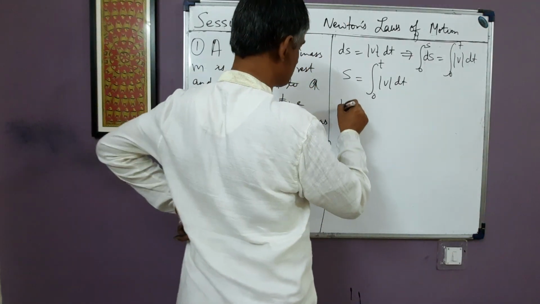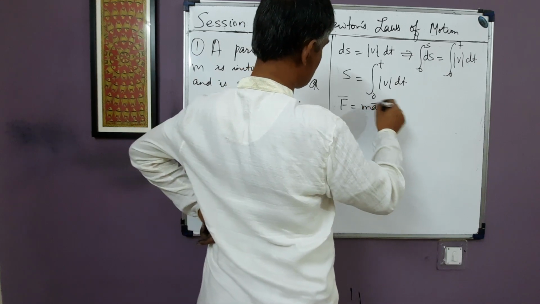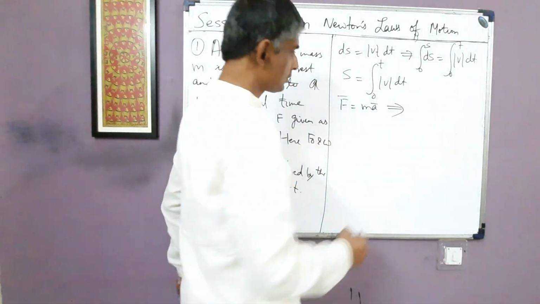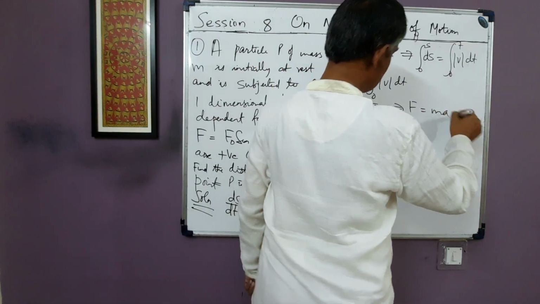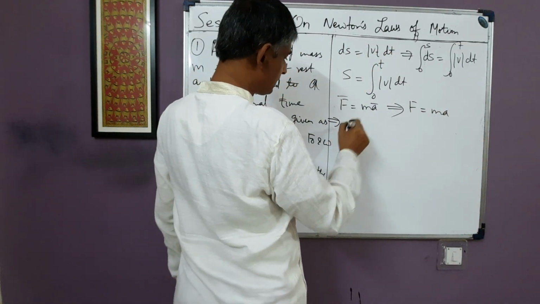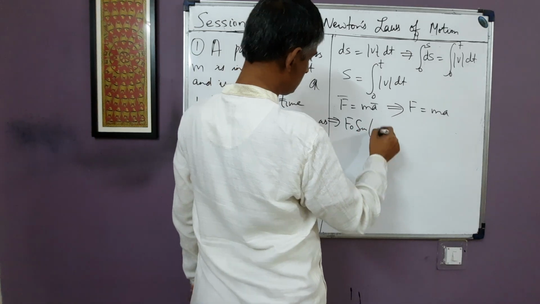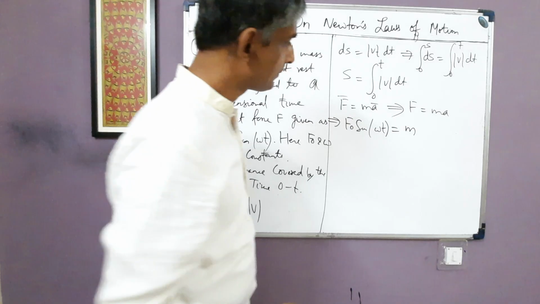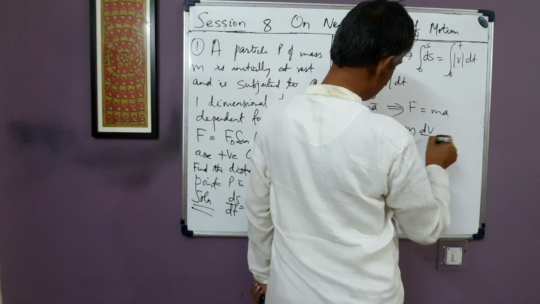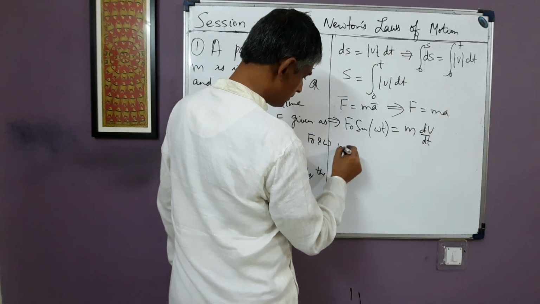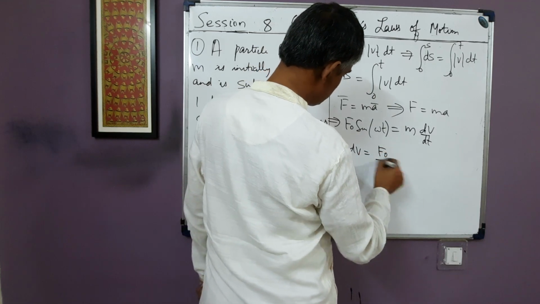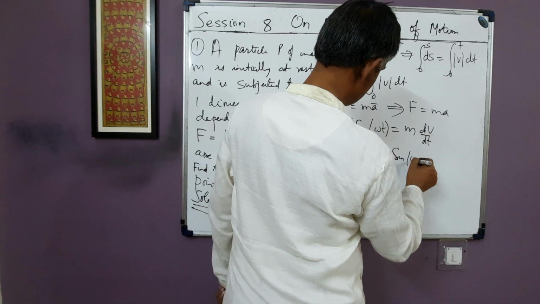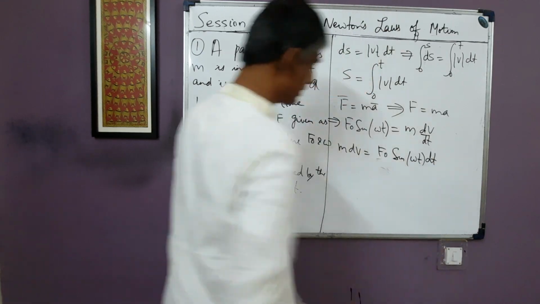What do I write down as the equation? F is equal to ma. Now we are writing the equation along its line of motion, so this vector sign goes away. So what we get is simply F equal to ma. Now F becomes F naught sine omega t. Straight line motion, a dot n is simply a. This becomes m dv by dt. So this becomes m dv equal to F naught sine omega t dt. Okay.